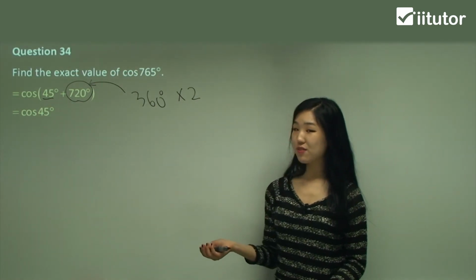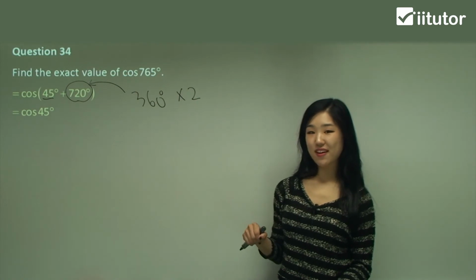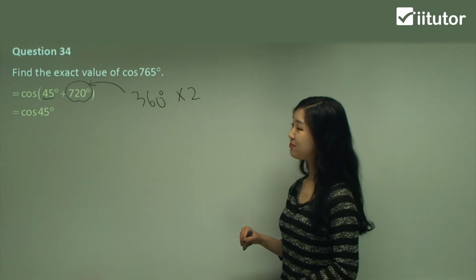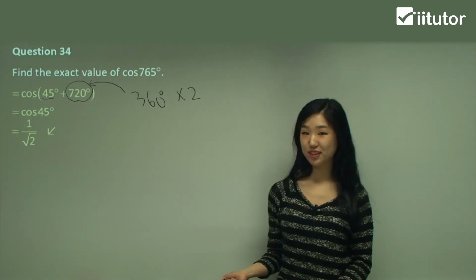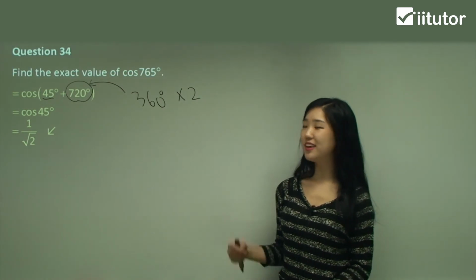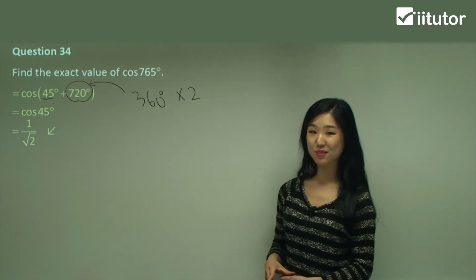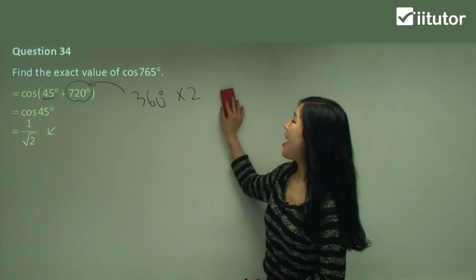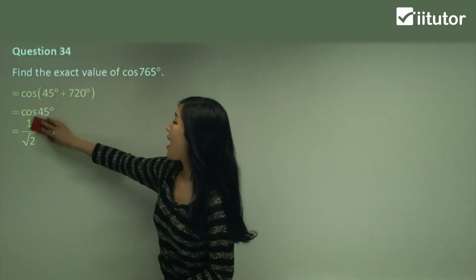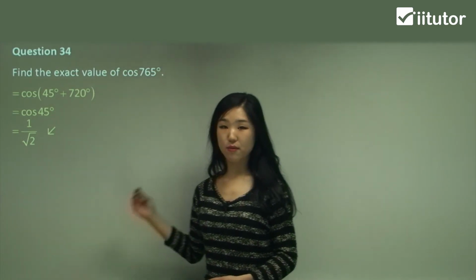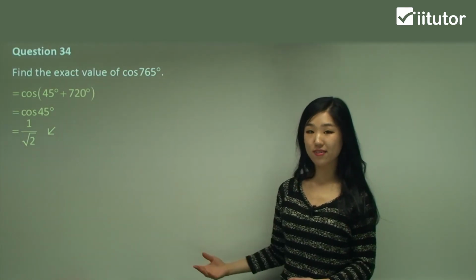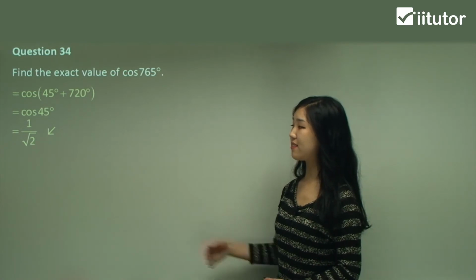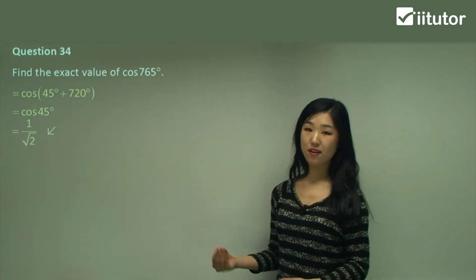So cos 45 degrees, again, go back to your exact value tables and tell me the answer. Simply 1 on root 2. I hope some of you do remember this from that exact value table. So that was the answer for question 34. And remember, you can subtract your period of 360 degrees more than once. Just keep subtracting it until you get a decent number.